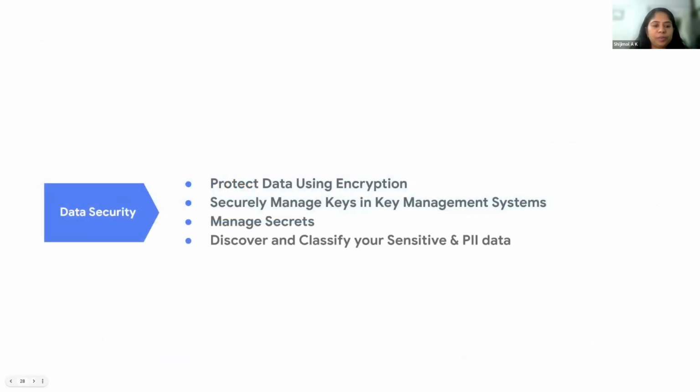Now, data protection is again a very important aspect of securing your application. How can we ensure data protection? There are different ways of doing it. Encryption is most important. You should manage your keys in a key management system. There should be a mechanism to manage your secrets, which I'll explain. You need to classify your sensitive and personally identifiable information data, PII data, because in regulated environments, access to PII should be highly monitored and controlled.